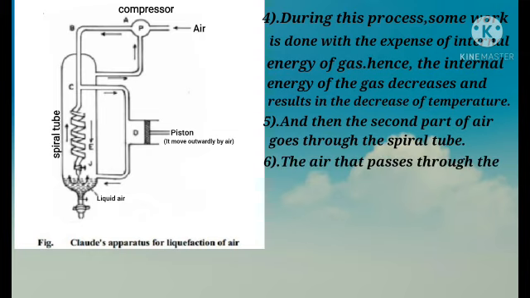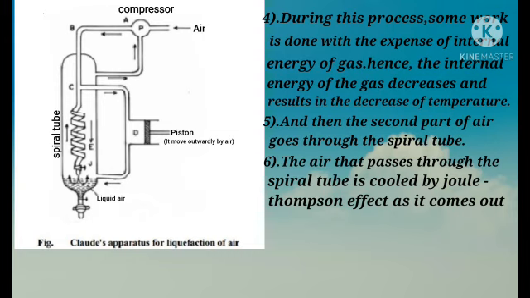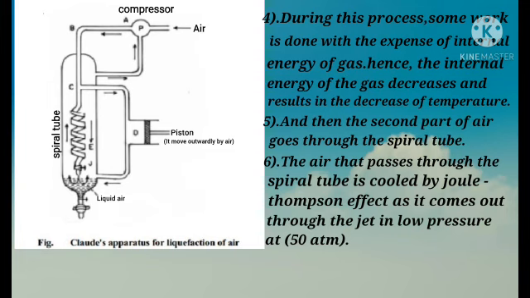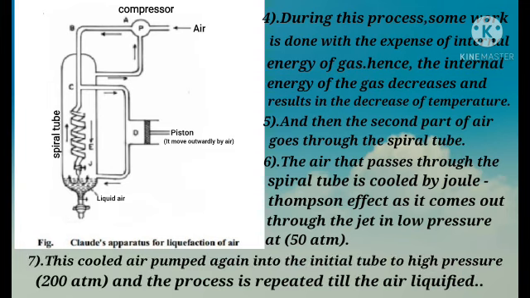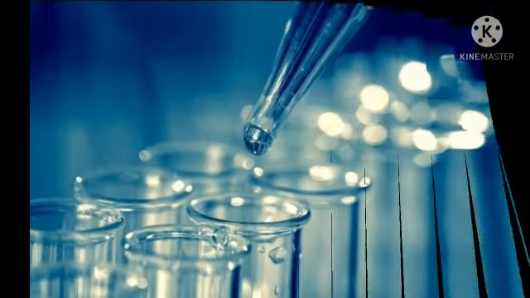The air that passes through the spiral tube is cooled by Joule-Thomson effect as it comes out through the jet in low pressures at 50 atmosphere, and then the cool air is pumped again into initial tube to high pressures about 200 atmosphere, and the process is repeated till the air is liquefied. It will be repeated several times till the air is liquefied.